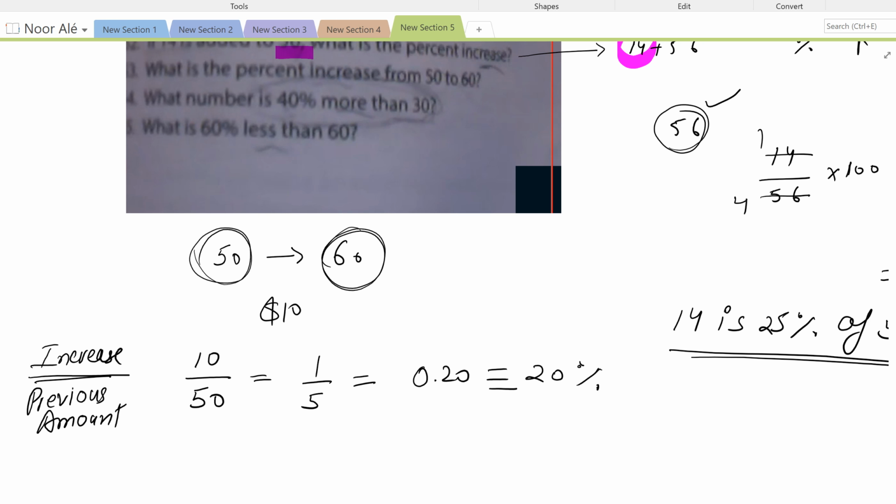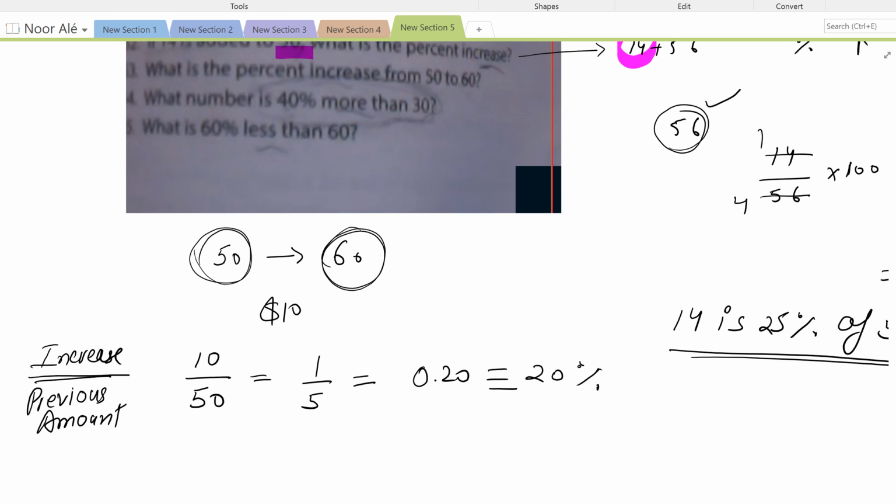Yeah, the 60 over the 50 would have been really wrong. There's no logical reasoning behind thinking that way. So it was 10 out of 50, and that's 20%. Good.